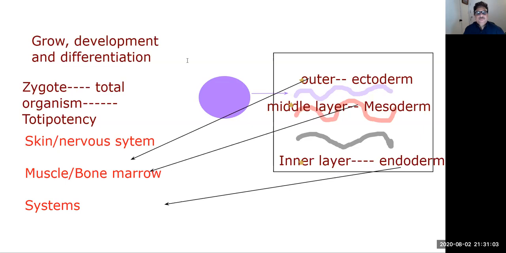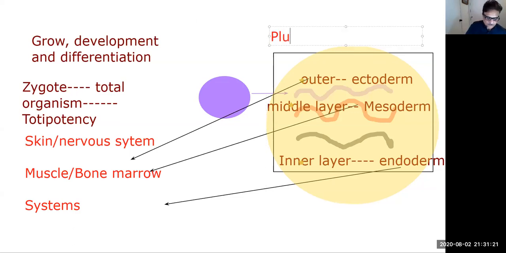So the capacity of these three layers is called pluri. So what we have covered up till now: totipotency in zygote, and when zygote forms three different layers, ecto, meso, and endo, they give rise to different systems. That is called pluripotency, right?